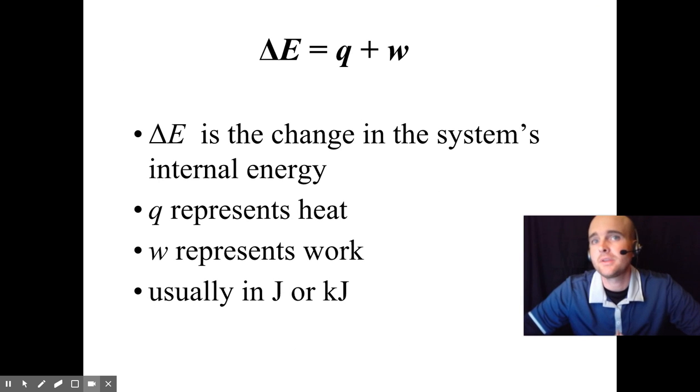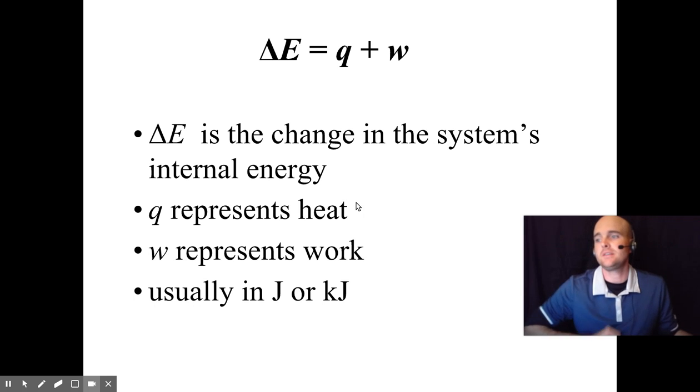Mathematically, we can show the internal energy by showing the heat and the work added together. Delta E is going to be the change in the system's internal energy. Q is heat, and W is work. E is almost always going to be in joules or kilojoules.